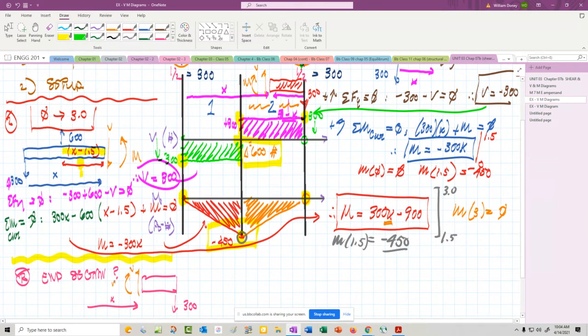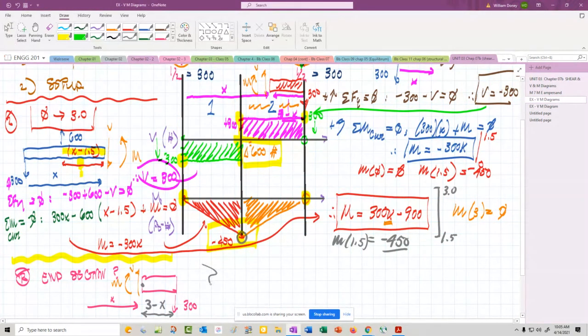Again, shear, moment. And this distance, here's the important part. This distance right here is going to be 3 minus X. And that's what we use if we solve it from that end.